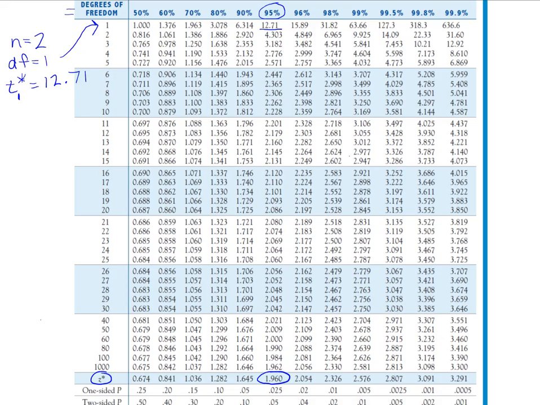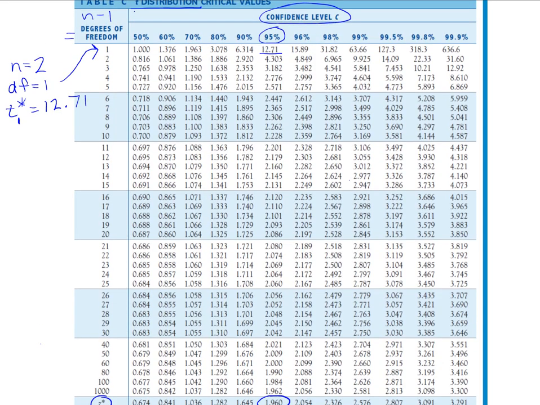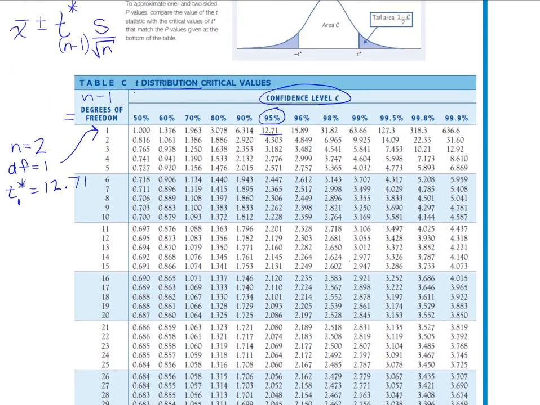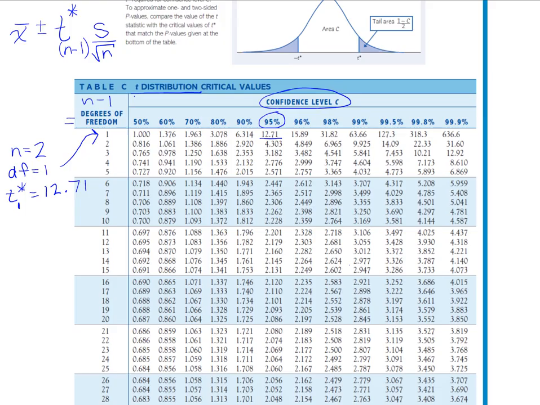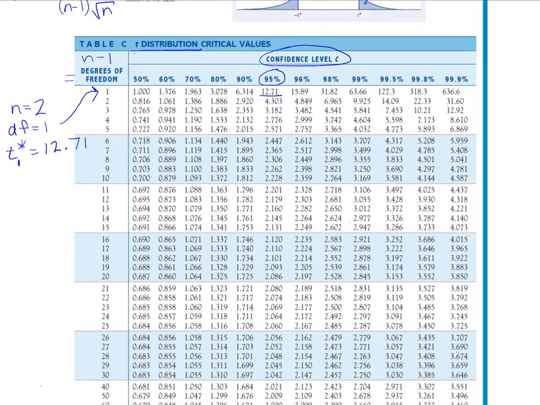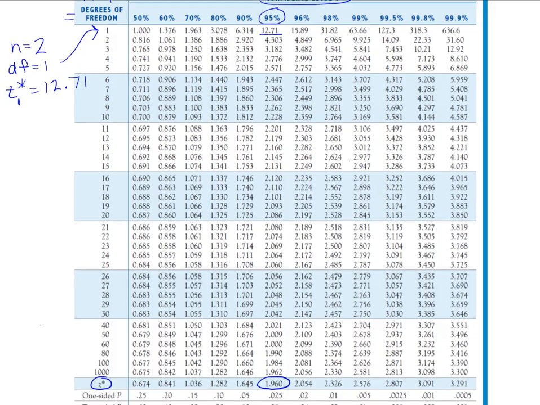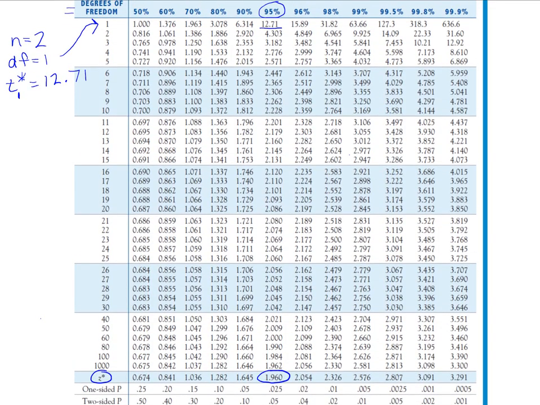The value is considerably larger for using the critical value t star, but it is more accurate when we are estimating sigma using S, the sample standard deviation. So let's say our sample is size 15, then we would have 14 degrees of freedom, and that would correspond to this row with 14 degrees of freedom.